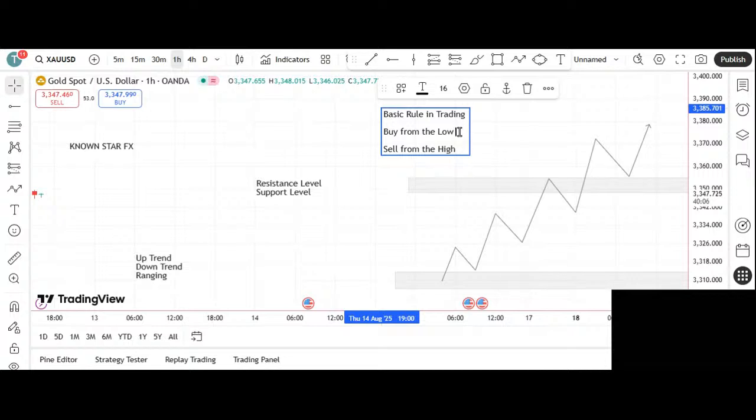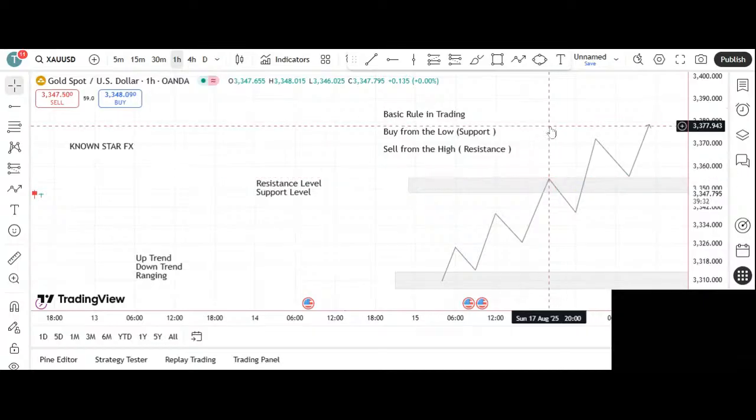Just like I said in the beginning of the class, how do you identify your support and your resistance level? The lowest point in the market, as of the current trend, is what the low is termed: support. The low is termed your support, and the high is termed your resistance level.